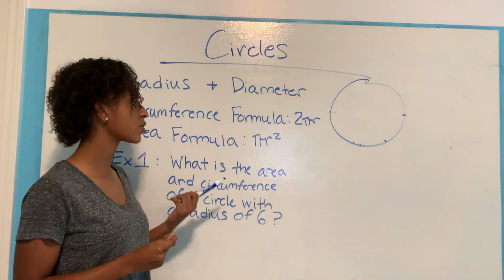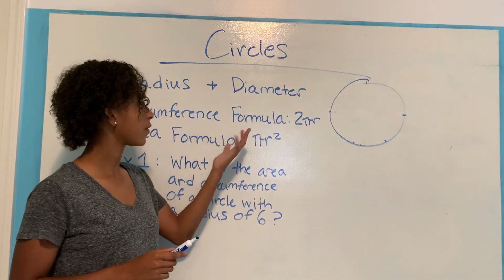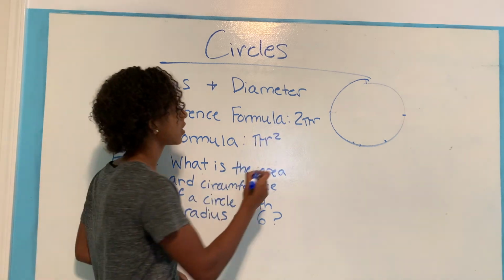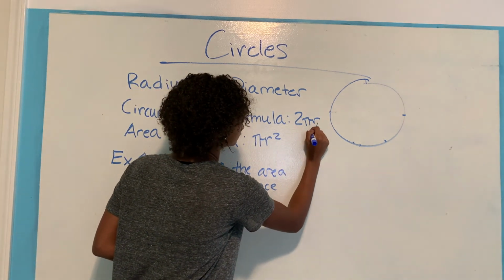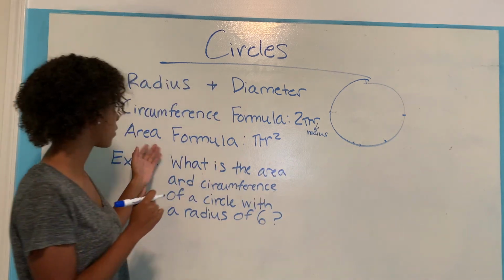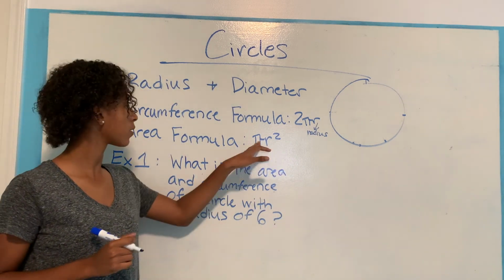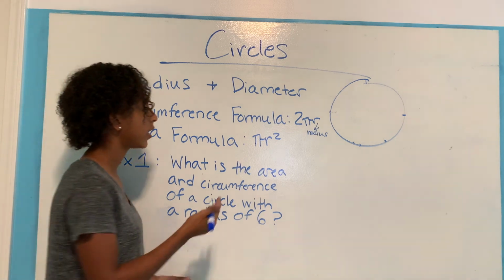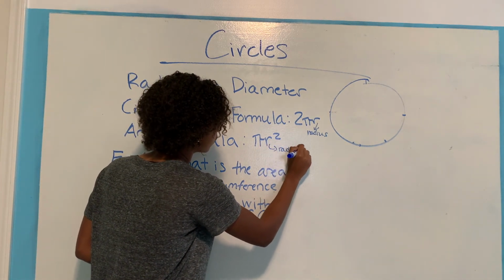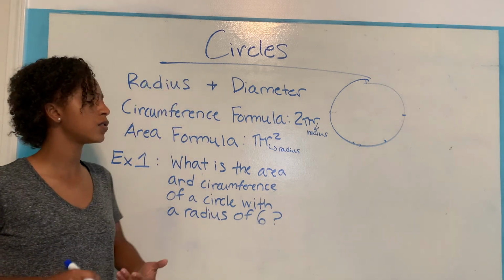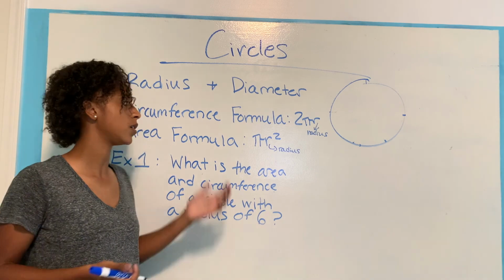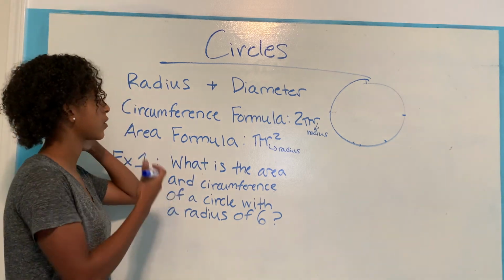So let's start off with circumference. The formula for this circumference is 2 pi r, and in this case, r is just that radius, right? And the area formula is going to be pi r squared, and same thing, r is the radius. Alright, so let's dive into some of the problems that you'll start to see on the SAT and ACT using these formulas and this vocabulary.